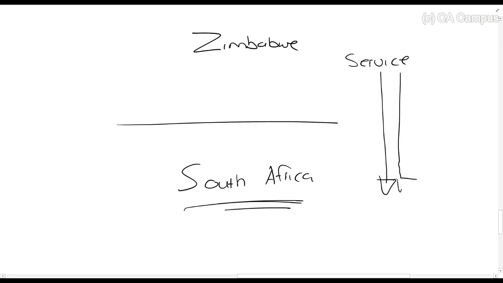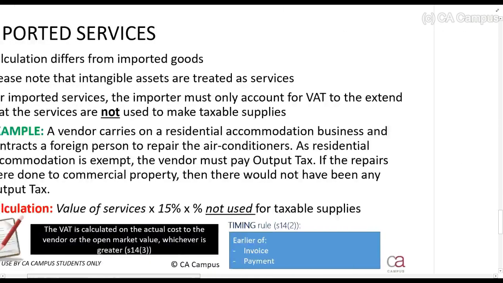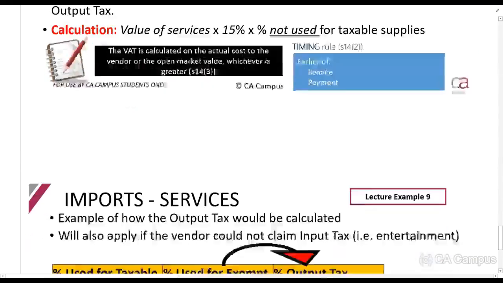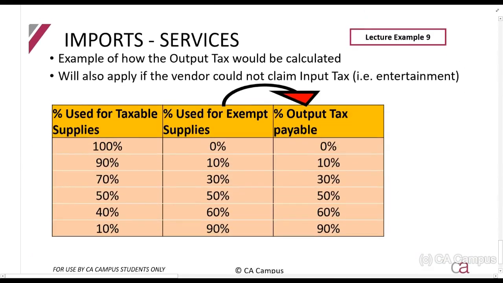So how this one works is a little bit different. It says, when it comes into South Africa, you will only pay output tax, but only to the extent that it is not used to make taxable supplies. Right, so what does that mean? It means, for example, if you are making exempt supplies, you will pay output tax, but if you're making taxable supplies, you will not. Now you'll see this very simple in the lecture examples, but let me explain to you quickly over here.